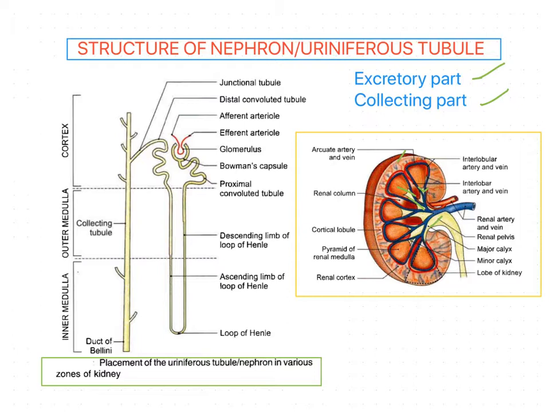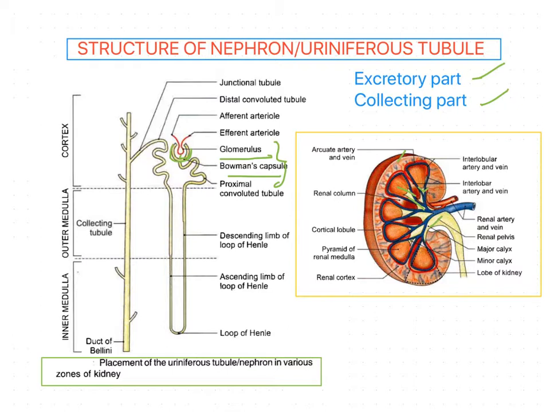The renal corpuscle is formed by the glomerulus. This glomerulus is a network or tuft of capillaries, in the form of a ball-like structure, which is surrounded by a capsule called Bowman's capsule. All these together are called the renal corpuscle or Malpighian corpuscle, which is part of the excretory part.